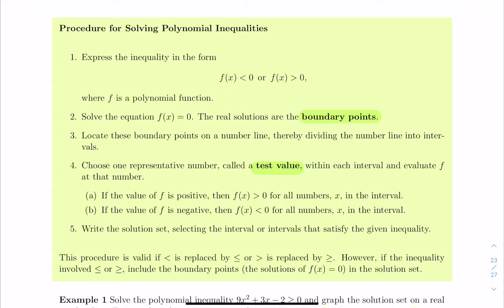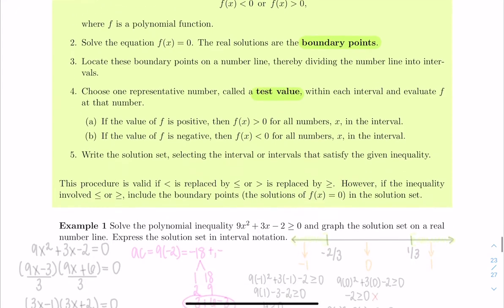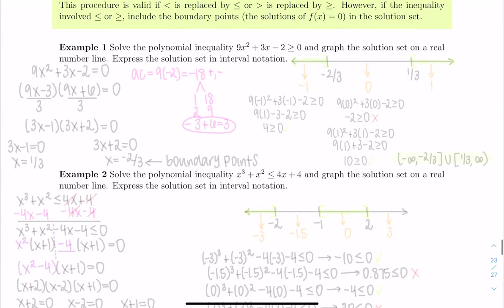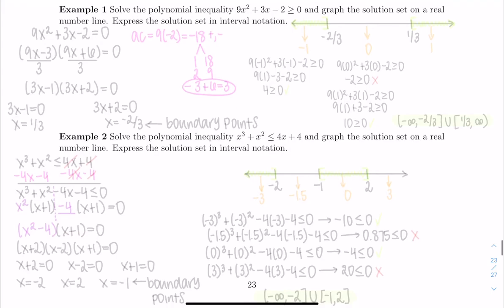So let's go ahead and try one of these. Let's solve the polynomial inequality 9x squared plus 3x minus 2 is greater than or equal to 0, and then graph the solution on a number line. We will express the solution set in interval notation. This already has the 0 on one side, so it's in the correct form. The first thing we want to do is find those boundary points. So we want to set 9x squared plus 3x minus 2 equal to 0 and solve it.